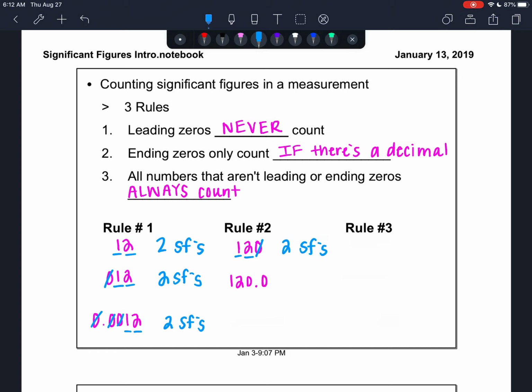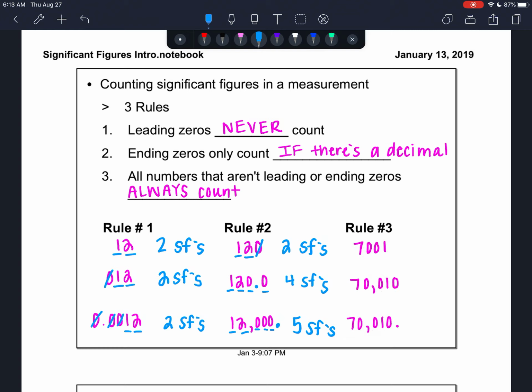Moving on, let's say it was 120.0. I know that 1 and 2 are significant, but these zeros are ending zeros. However, they wrote a decimal in the number, so they count. So I have 4 significant figures in this measurement. Last one, let's say it was 12,000 and the writer put a decimal at the end of the number. That's specific because you don't need that decimal for the value of the number, but you do need it for the measurement. 1 and 2 are significant, and these ending zeros are now significant because there's a decimal in the number. So we have 5 significant figures.